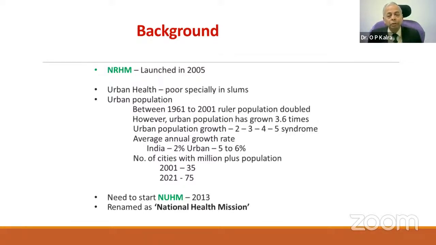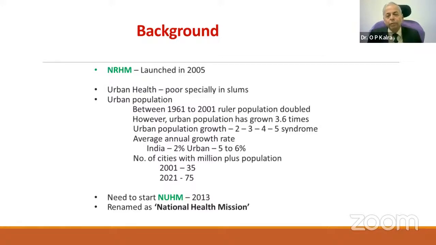In fact, urban population growth is suffering from the 2, 3, 4, 5 syndrome. This syndrome indicates that whereas during the last decade or so the population in India grew 2 times, the population in urban areas grew 3 times, the population in mega cities grew 4 times, while the population in the urban slums grew almost 5 times. So you can imagine the plight of the people living in the urban slums, where the population is growing at such a fast rate. The average annual growth rate in the urban areas, particularly in the slums, is 5 to 6%.